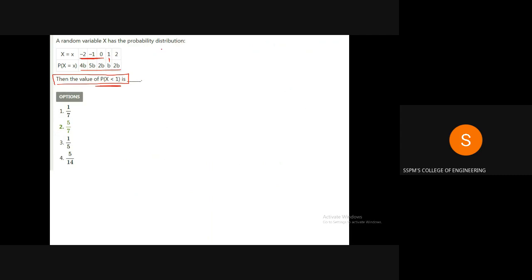Like the similar example, the summation of p of x is always 1. So total probability is always 1. So 4b plus 5b plus 2b plus b plus 2b is equal to what? It is 1. So 4b plus 5b is 9b. 9b plus 2b is 11b. 11b plus b is 12b. 12b plus 2b is 14b, which is equal to 1. That is b is equal to what? It is 1 divided by 14.